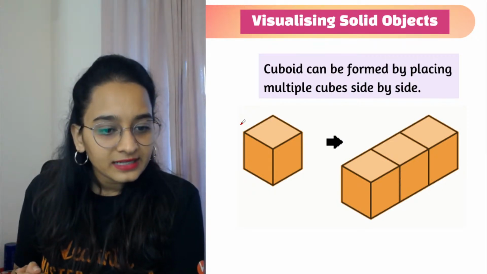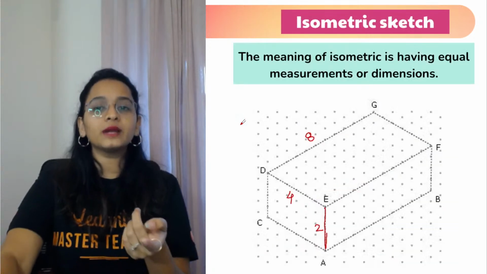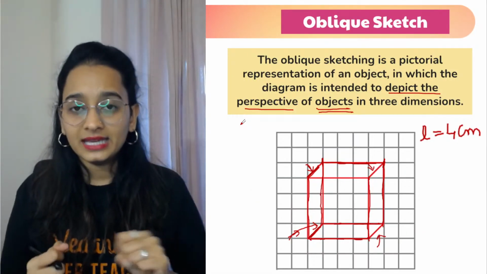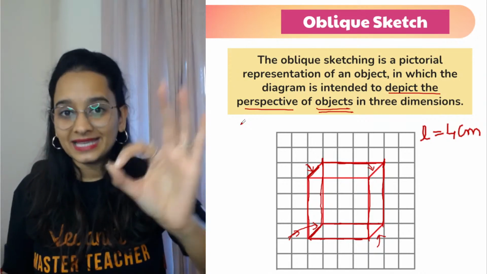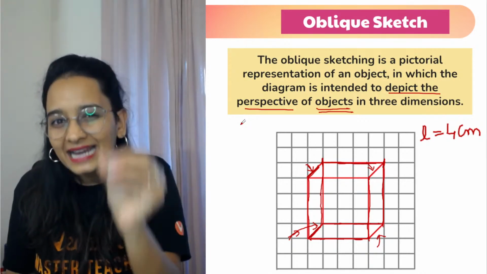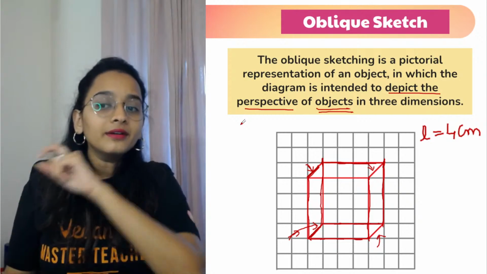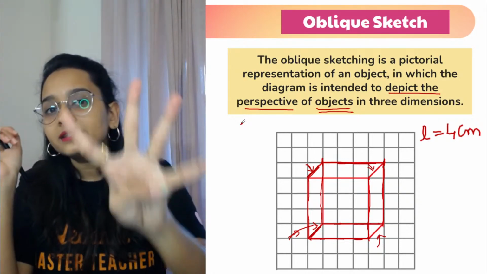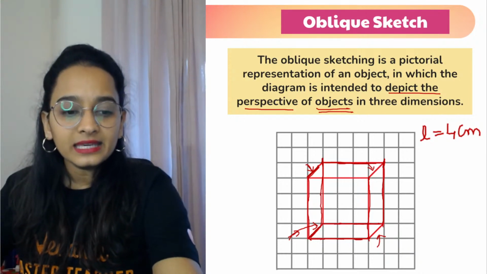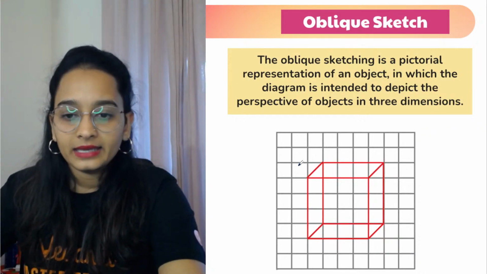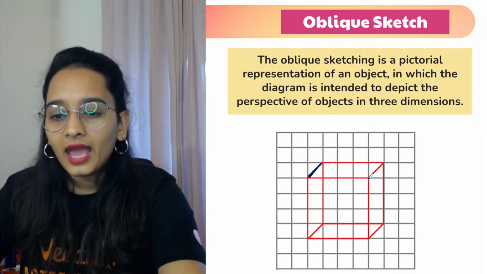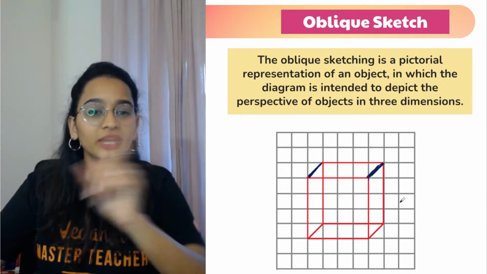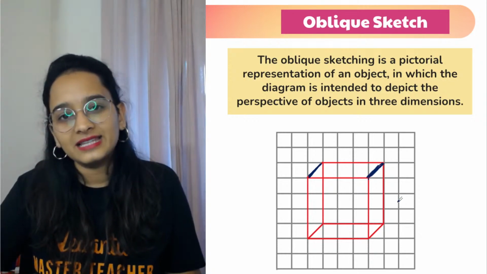Ma'am, may you tell the difference again, please? Acha, Suhani, if you're talking about oblique and isometric sketches, let me tell you. For oblique sketches, the dimensions are not precise. The dimensions are not exactly as given. Now, here it is given that every edge of the cube is 4 centimeters. But as you can see here, this one and this one, do they look like 4 centimeters? If you measure them also, they don't look like 4 centimeters in length, right?